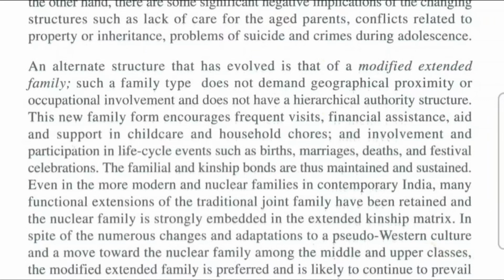Such a family type does not demand geographical proximity or occupational involvement and does not have a hierarchical authority structure. This new family form encourages frequent visits, financial assistance, aid and support in childcare and household chores, and involvement and participation in life cycle events such as births, marriages, deaths, and festival celebrations. The familial and kinship bonds are thus maintained and sustained.